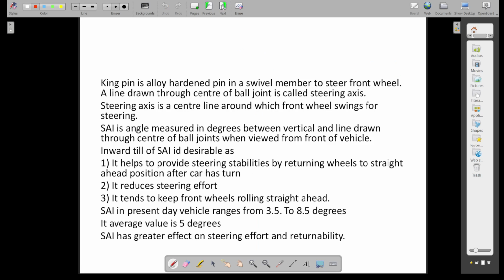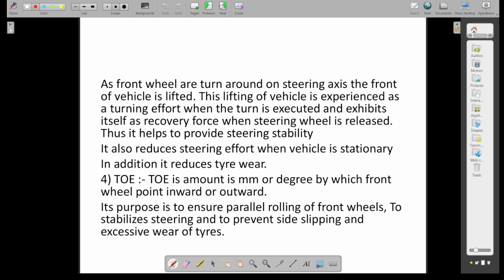So next is the toe in and toe out. Toe is the amount, in millimeters or degrees, by which the front wheels point inward or outward. If the front wheels are pointing inwards, it becomes toe in. I am again telling, if the front wheels point inward, it is toe in. If they point outward, it will be toe out.